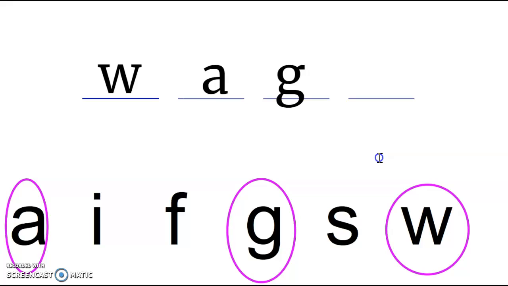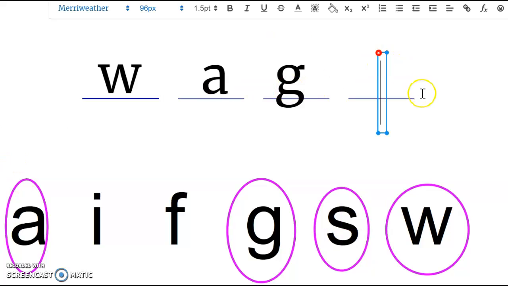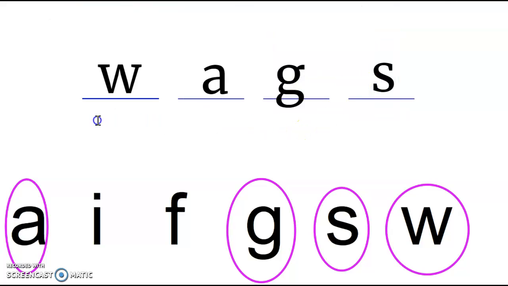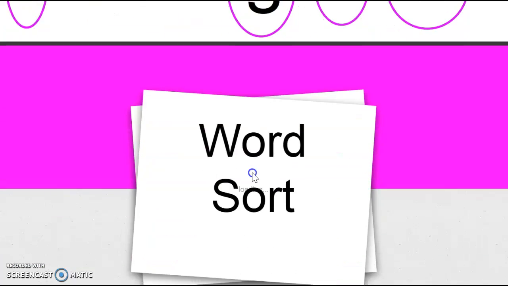Now, our last letter makes the S sound. S. Can you find the letter that makes the S sound? If you chose letter S, you're correct. S makes the S sound and is the last letter of our word. W-A-G-S spells wags. Wags. Great job.